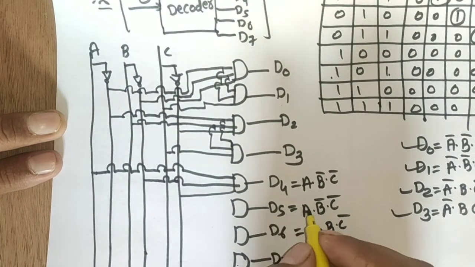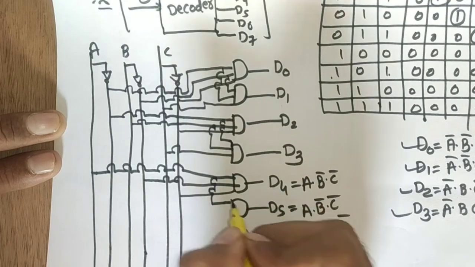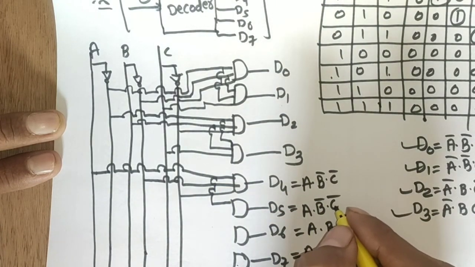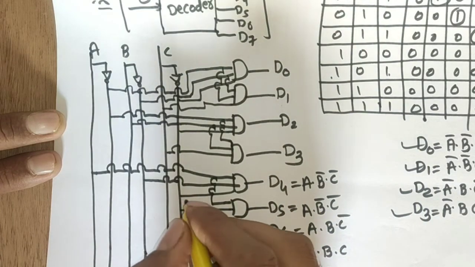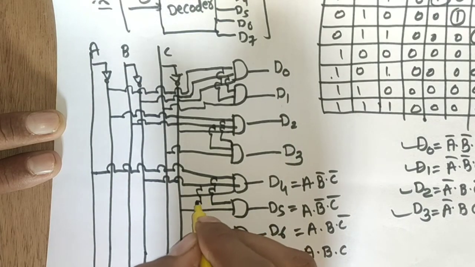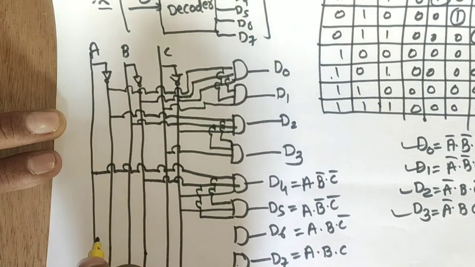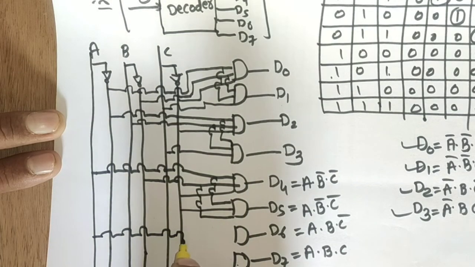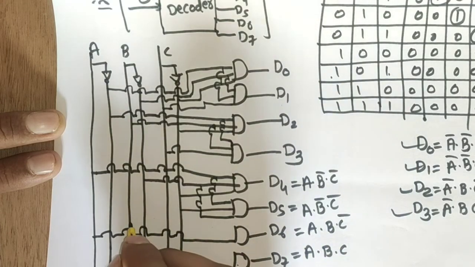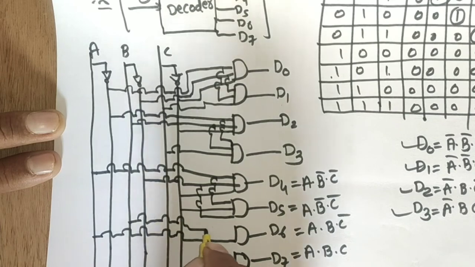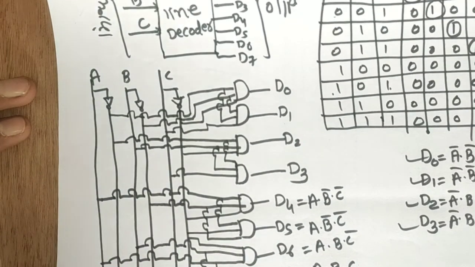Now D5, A dot B bar dot C, this is the A, then B bar and C, this is the C and this is the B bar. Now A is given again, this is the A, B and C, this is the B bar and C bar, C bar is this one, right? So this is the A and B and the C. So this is the circuit diagram of the 3 to 8 line decoder. So dear students, in a similar way we can design any type of decoder.